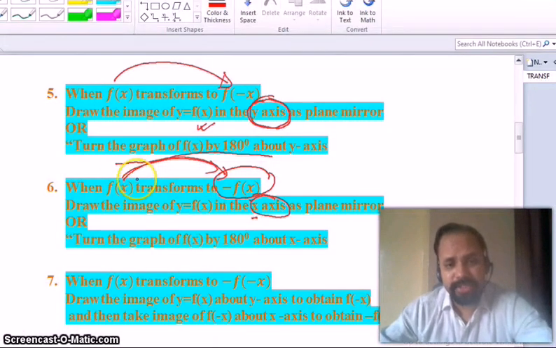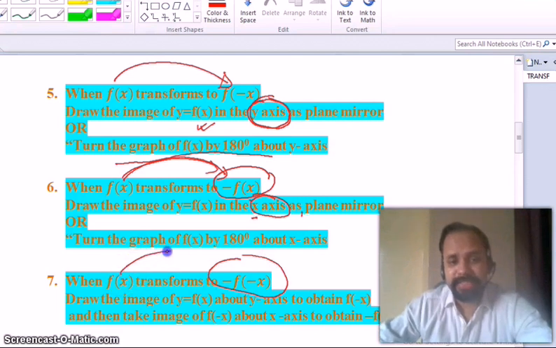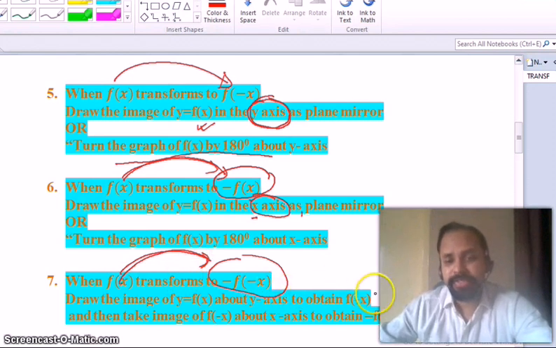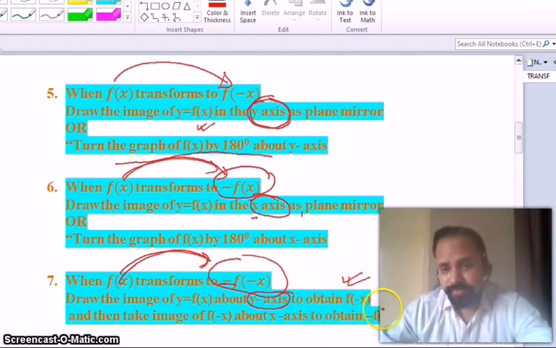If we want to draw the graph of minus f of minus x, that means if f of x transforms to minus f of minus x, we'll draw this graph in 2 steps. It will be easy for you. First, draw the graph of f of minus x. That means first consider the y-axis as a plane mirror, and then draw the graph of minus f of x. That means after drawing the graph of f of minus x, draw its image with respect to the x-axis.